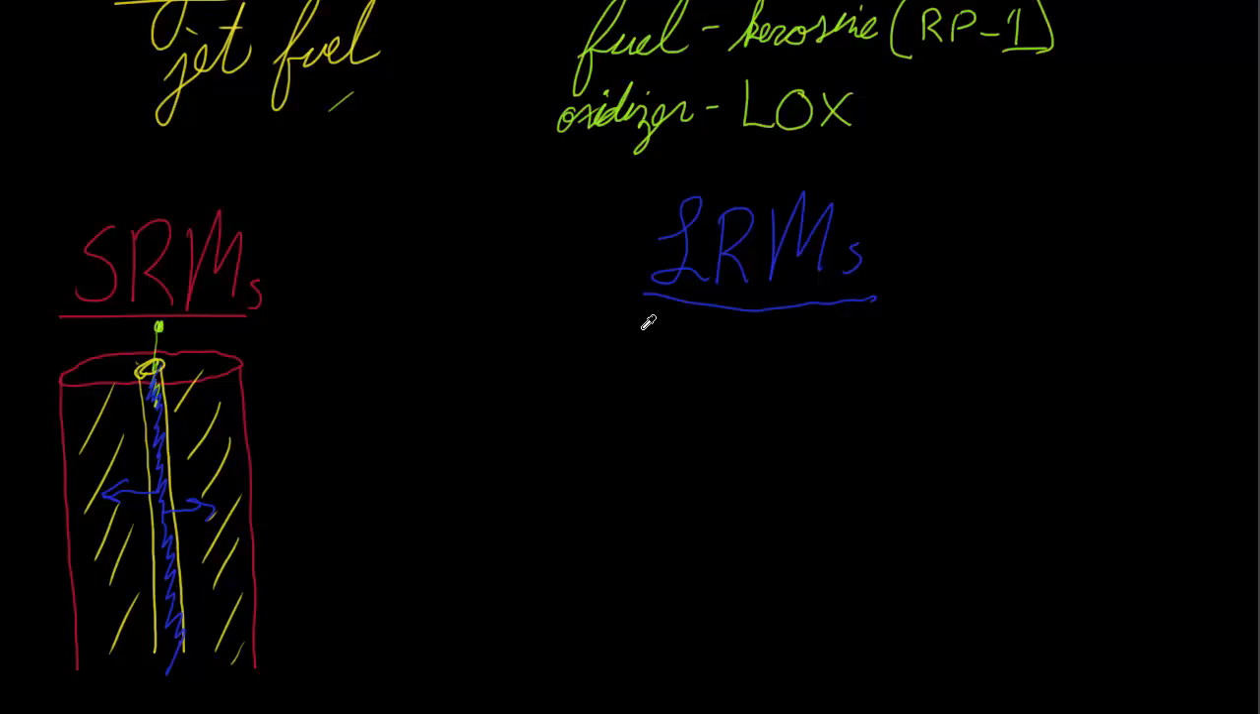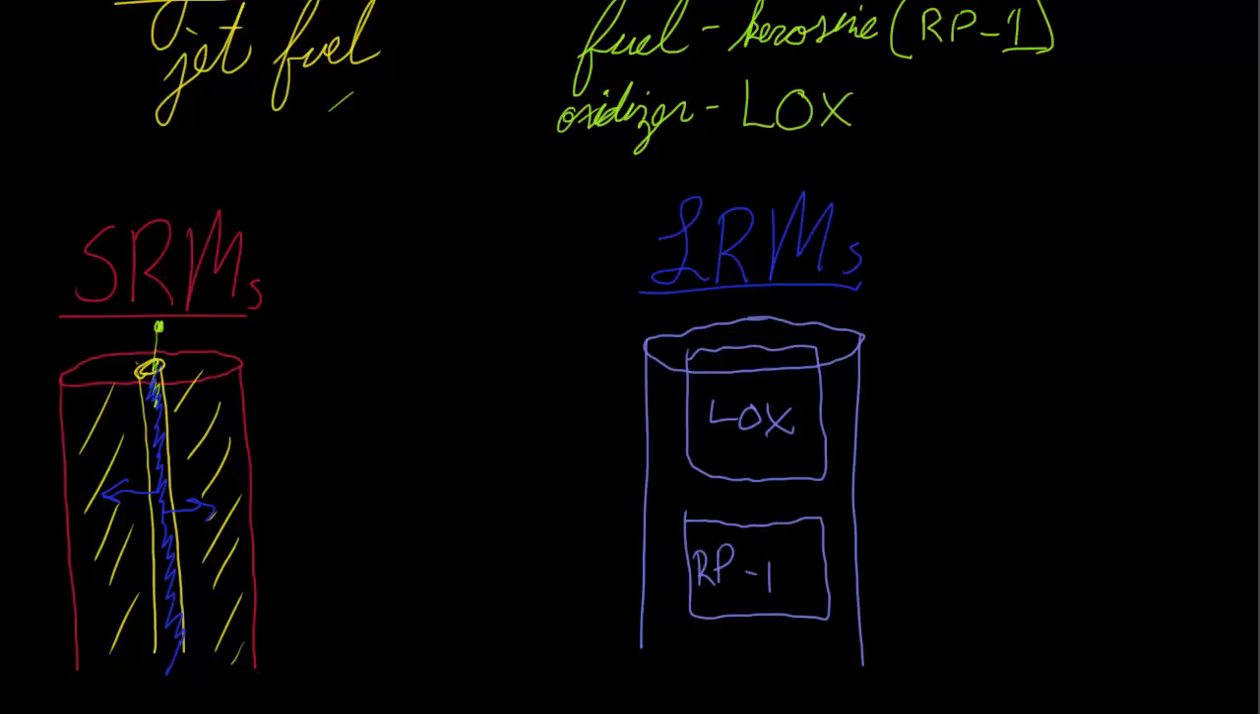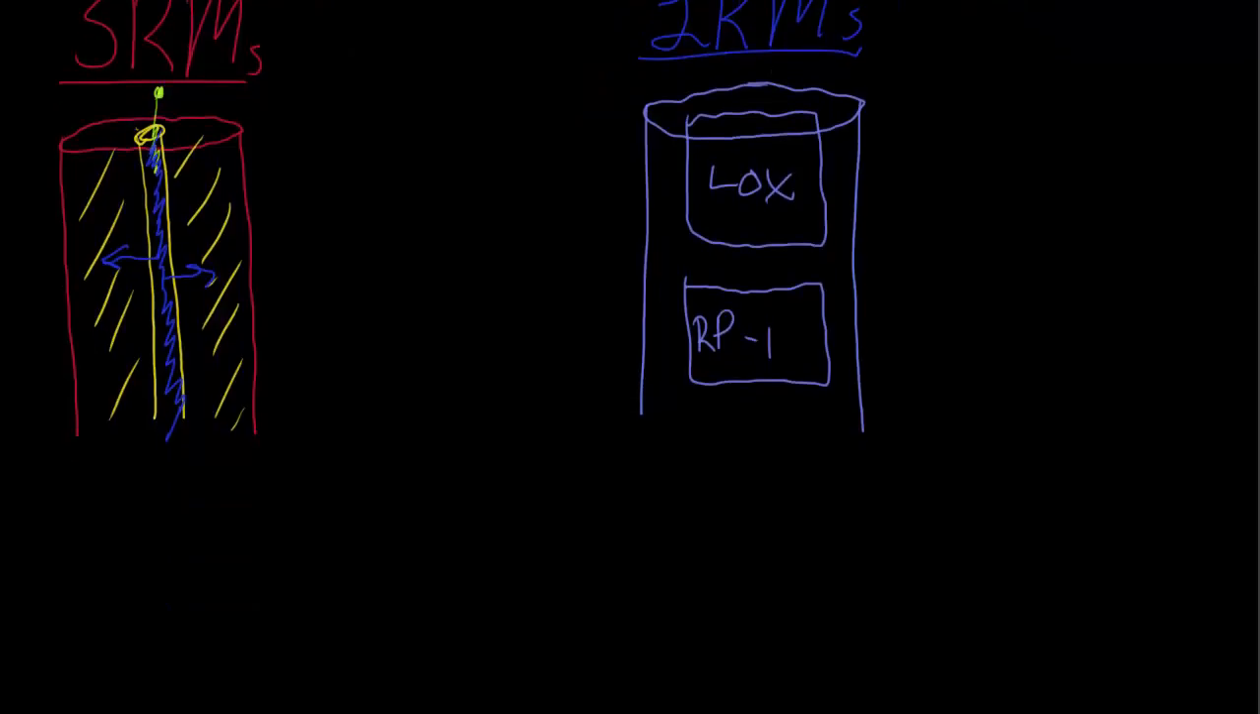For liquid rocket motors, we have to carry our fuel source just like we do in our SRMs, and our oxidizer. But in the case of our liquid rocket motor, we have to store them in tanks since they're in a liquid state. So here is our chamber for our liquid oxygen, and here is our chamber for our kerosene, or RP1 for short.